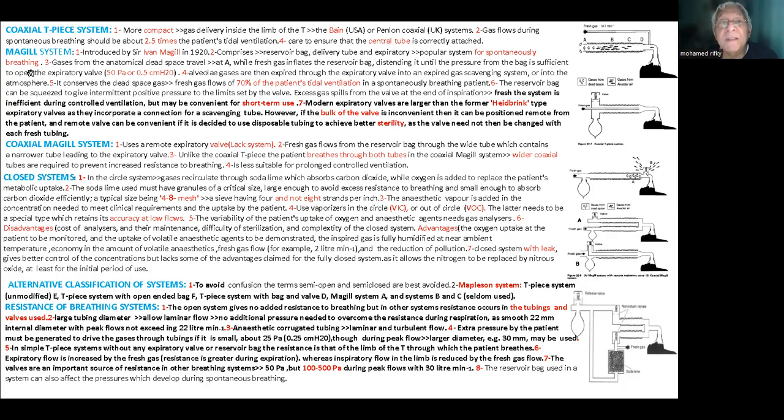The second system is the McGill system, which was introduced by Ivan McGill in 1920. It's made of a bag, a fresh gas flow, and an expiratory valve. What happens during the process of expiration? First of all, as we said before, the tidal volume is being released, and then we have a mixture of the tidal and the alveolar ventilation.